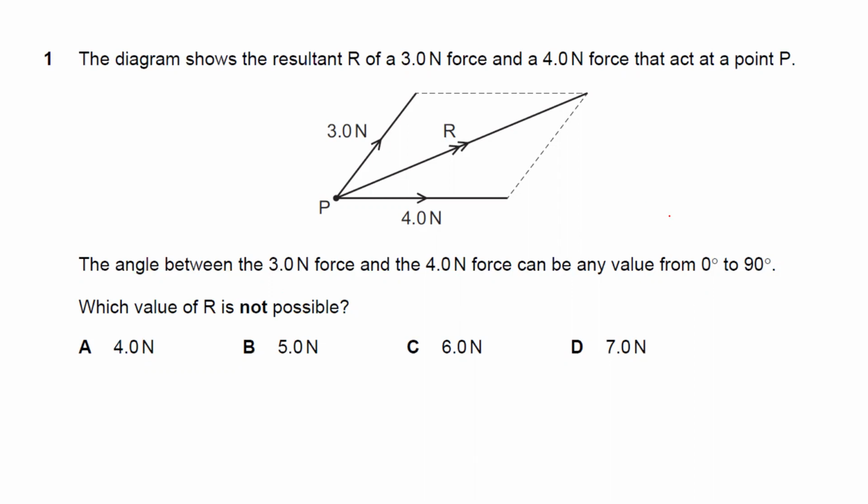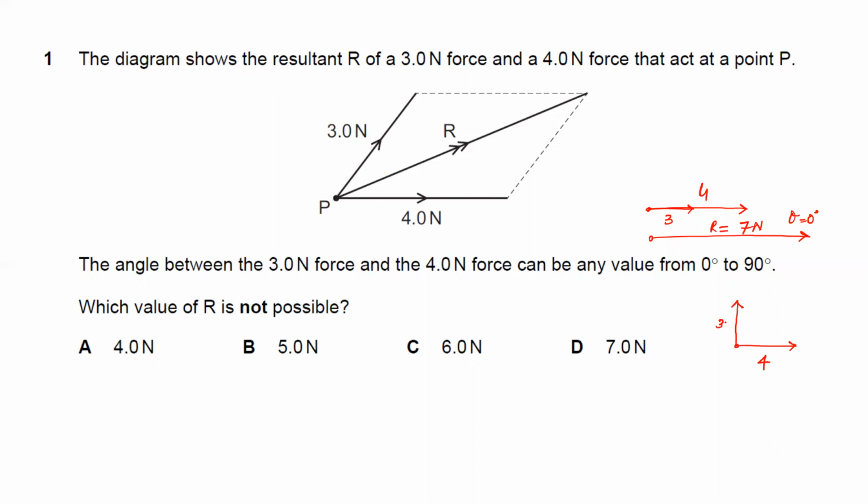Okay, so let's see. If the angle between the 4 Newton and 3 Newton forces is 0, so 4 Newton is here, 3 Newton is this, the resultant R will be 4 plus 3, 7 Newton. So this is the case when theta equals 0, or the angle between 3 and 4 is 0. And the other case, or the worst case, is when the angle is 90 degrees.